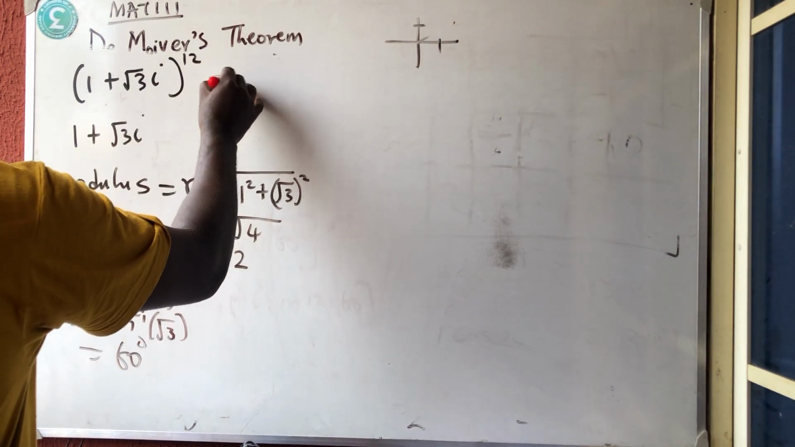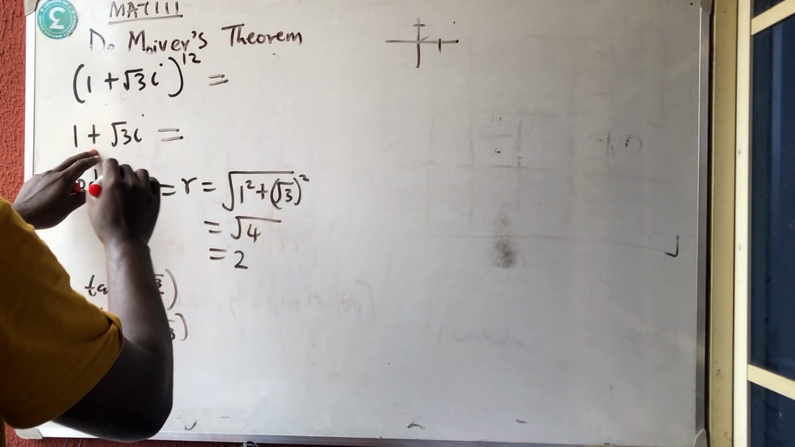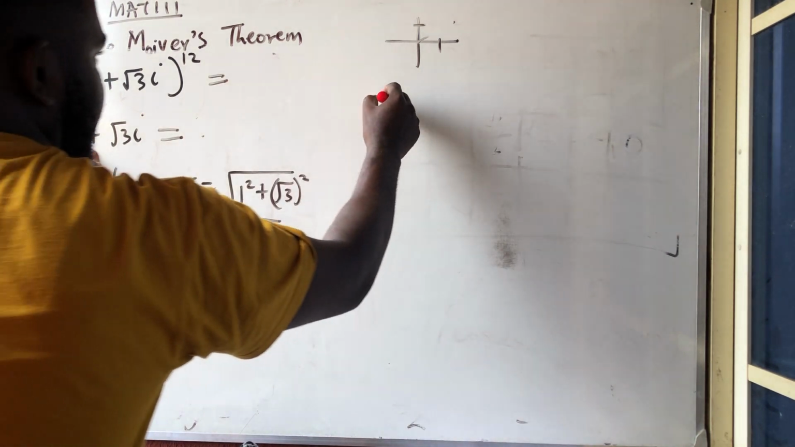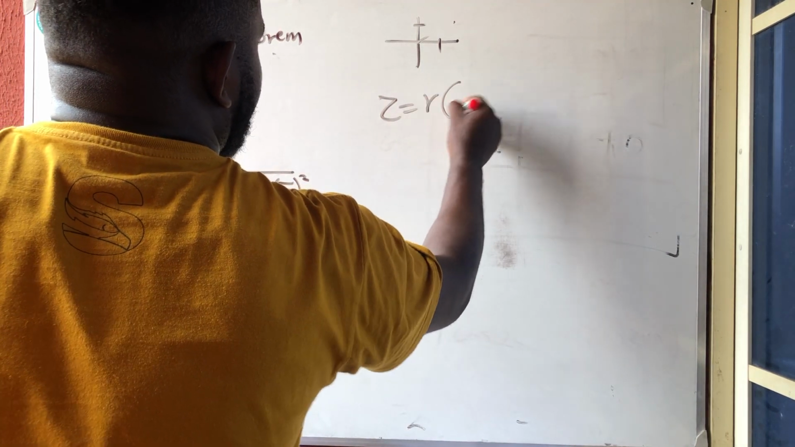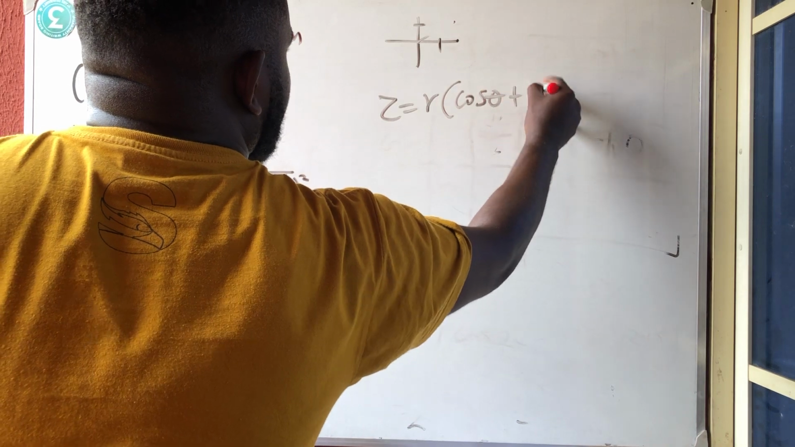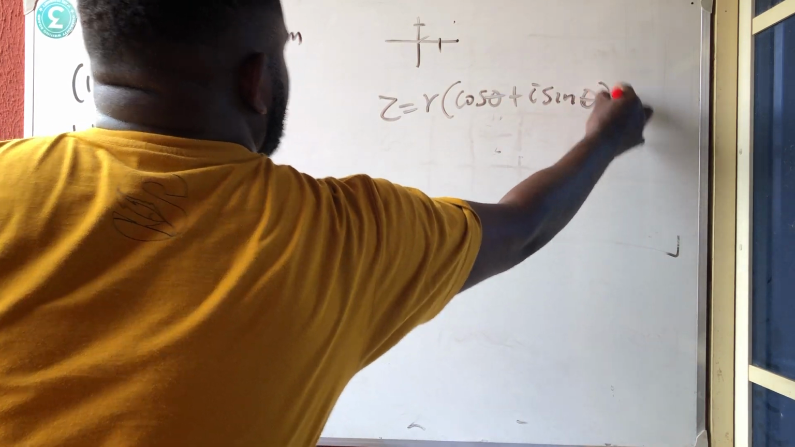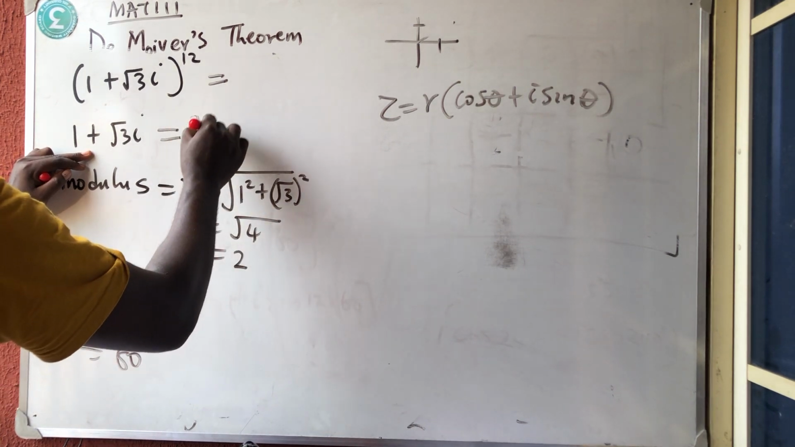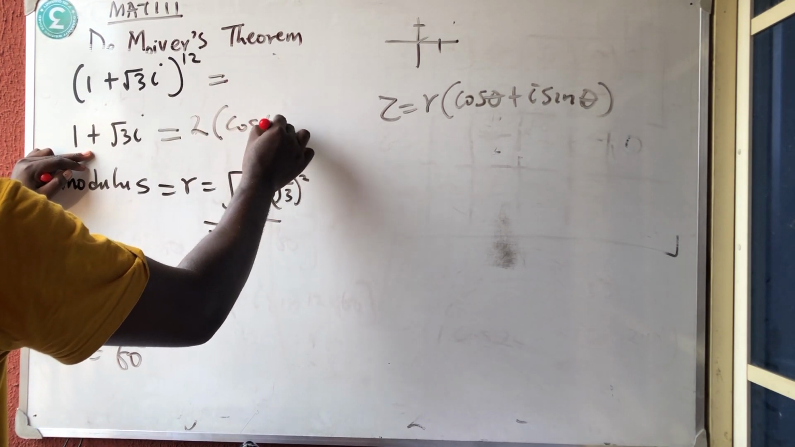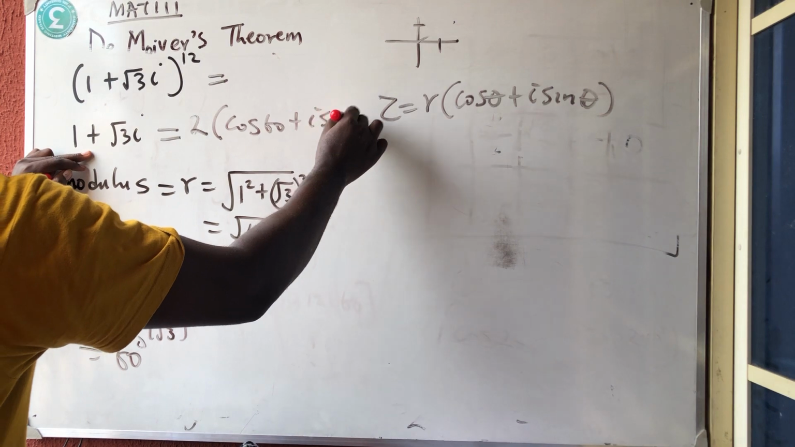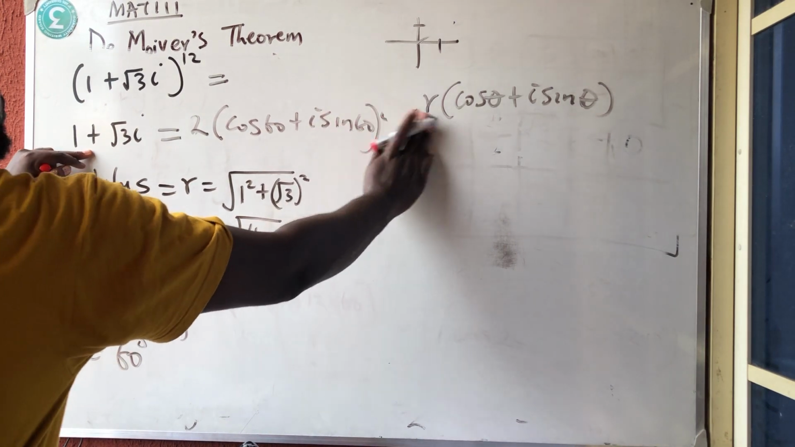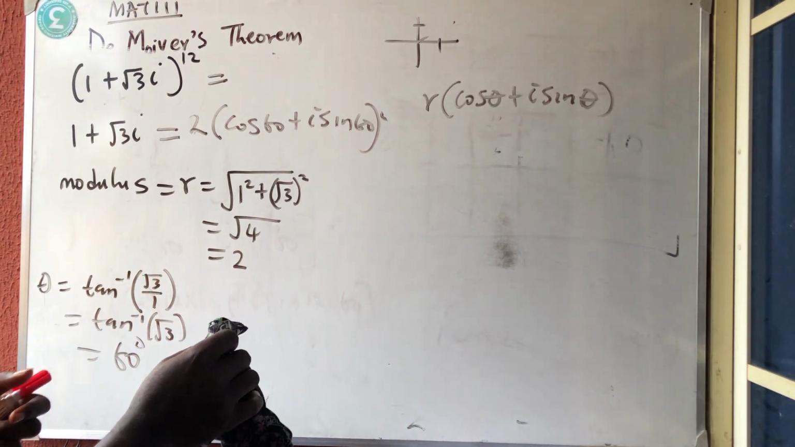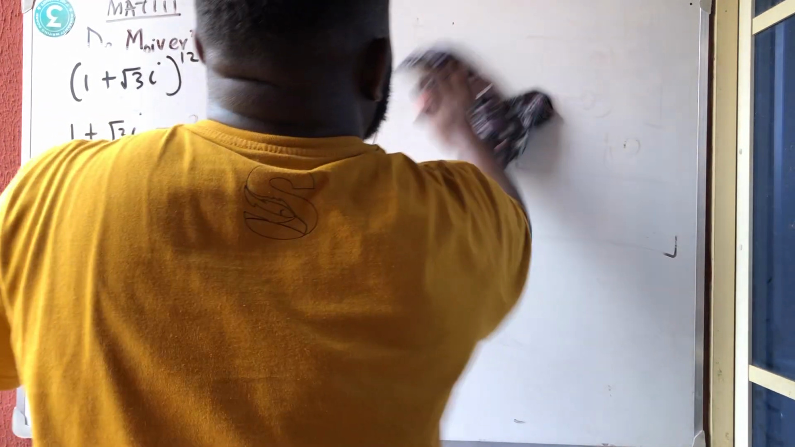Don't forget that z is equal to r bracket cos theta plus i sine theta. So what do we have? r is 2, so 2 bracket cos 60 plus i sine 60. But what we are looking for is the one that is raised to power 12.